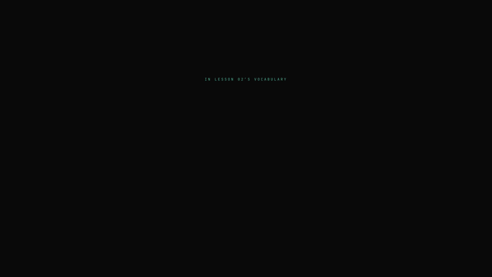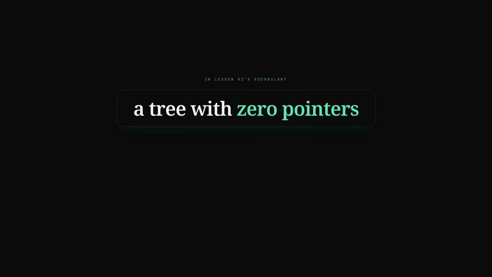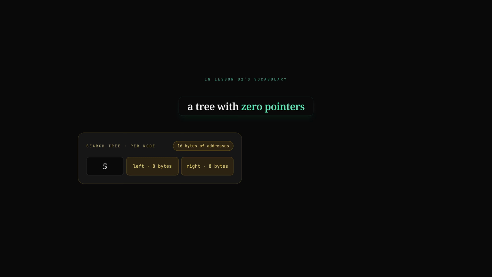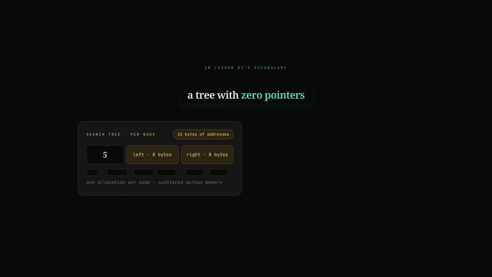Say what just happened in Lesson 2's vocabulary, because this is the payoff that lesson has been waiting 13 lessons for. This is a tree with 0 pointers. The search tree spent 2 8-byte pointers per node, 16 bytes of addresses chaperoning every value, plus a separate allocation per node scattered across memory.